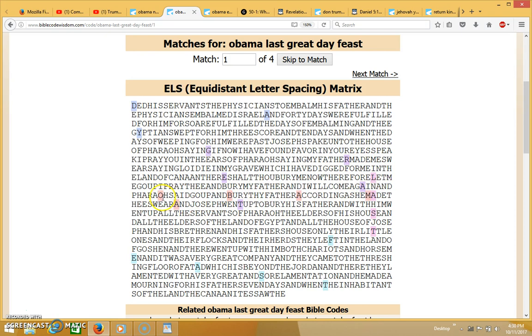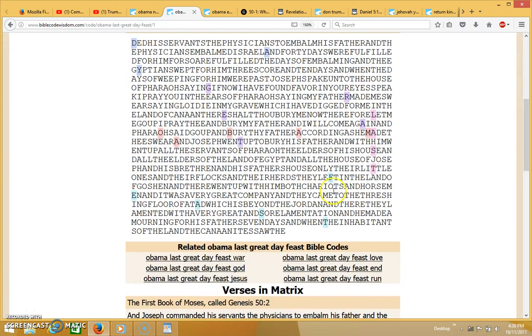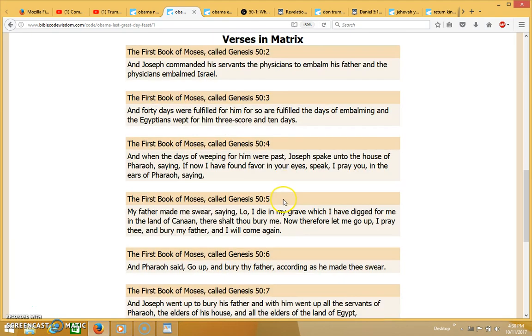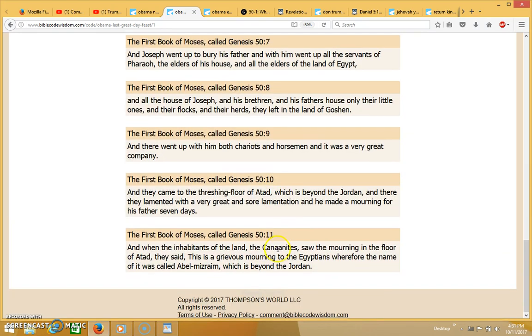But getting back to the table, you see that you have Obama coming up over here. You have the word Pharaoh going through the O in Obama. You have the word last going straight up and down over here in the pink. Then you have great over here in the purple, and day over here in the bluish purple, and then feast is over here in the blue. And as you can see, this is coming up in Genesis 50 verses 2 through 11.